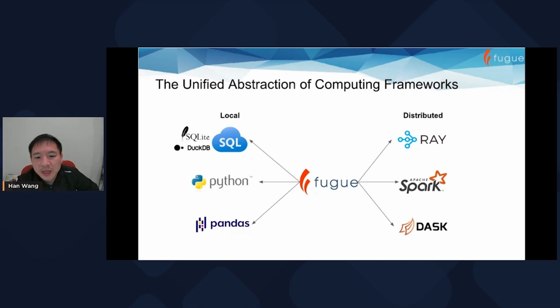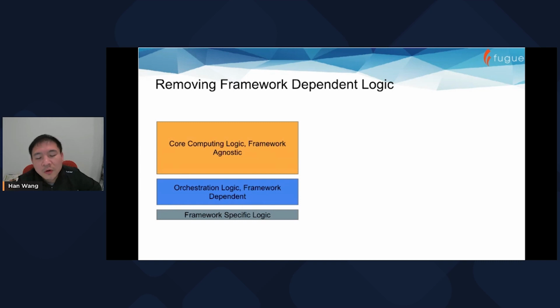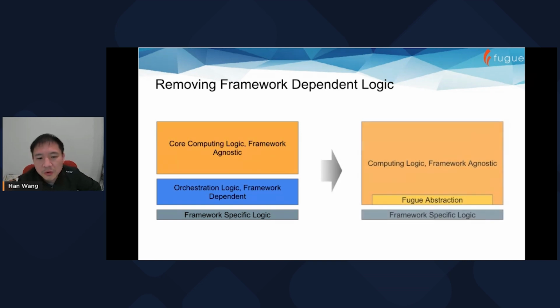It lets you write one copy of code that can run seamlessly and consistently on different backends, including local and distributed backends. So the value of Fugue in terms of testing big data applications is that it removes the framework-dependent logic. So recall that we talked about the three-layer design for big data applications, right? So what Fugue can do is it can totally remove the framework-dependent part. Instead, it will have a very thin layer of Fugue abstraction that is also framework agnostic.